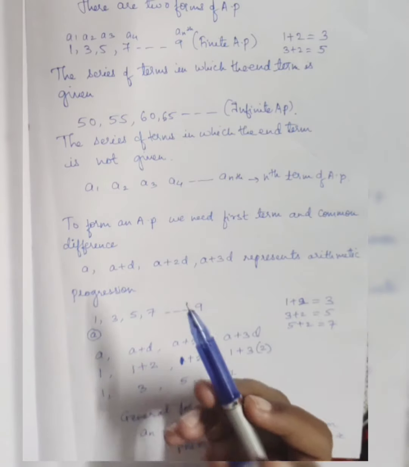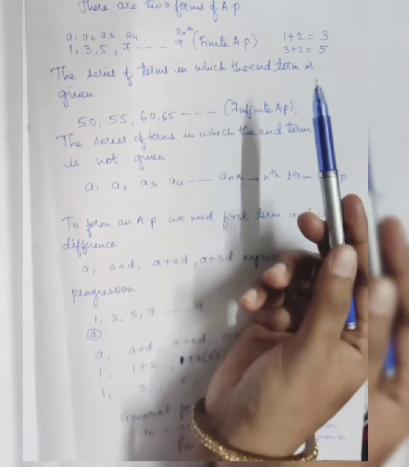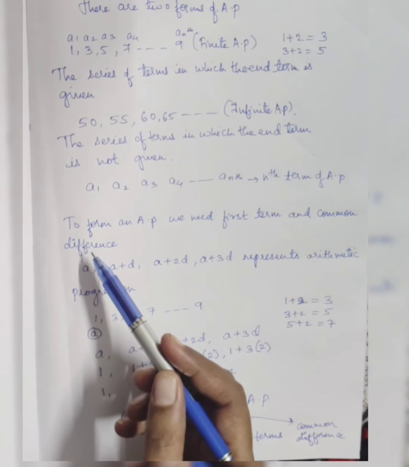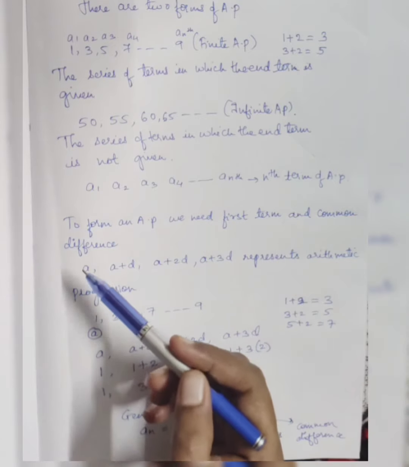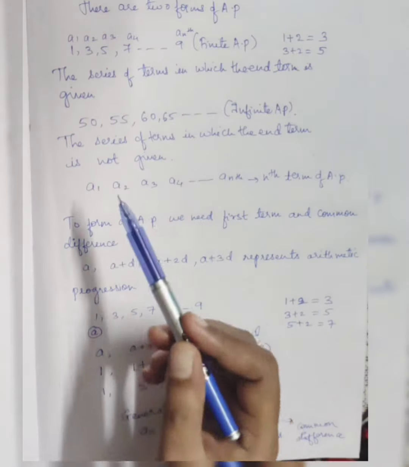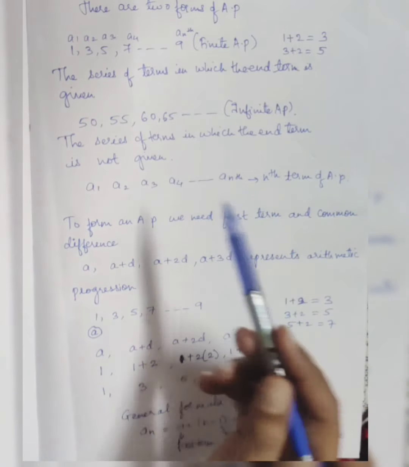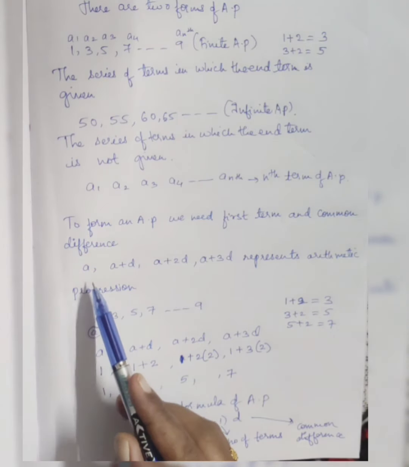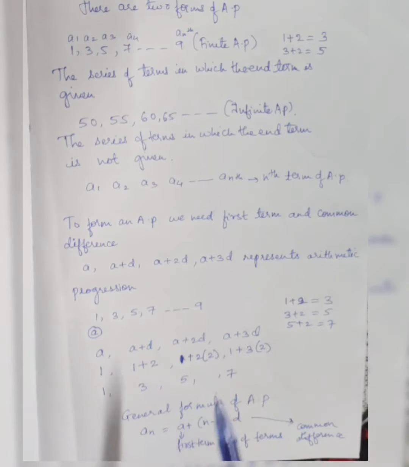So, we have studied the two forms of AP, finite AP and infinite AP. Next, to form an AP, we need first term and common difference. First term is nothing but the first term already given. Then common difference is the constant term which we get every time by adding or subtracting the terms. We have solved the general form using one example, and we get the general formula of AP as AN equals A plus N minus 1 into D. This is the general formula of AP. This is very important.